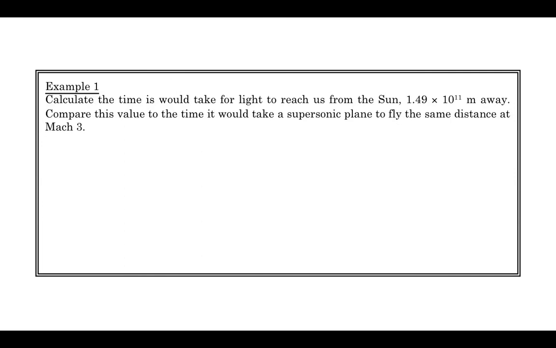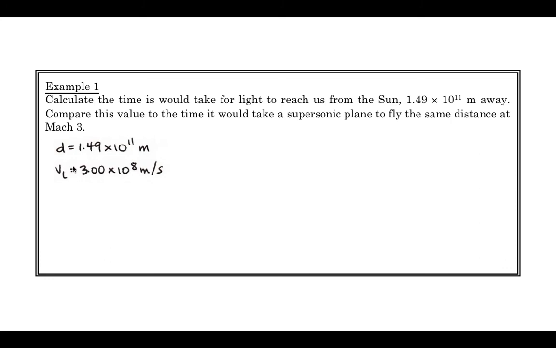Let's work a little bit with the speed of light. Calculate the time it would take for light to reach us from the sun. The sun is 1.49 times 10 to the 11 meters away. Compare this value to the time it would take a supersonic plane to fly the same distance at Mach 3. Because Mach 3 is pretty fast.